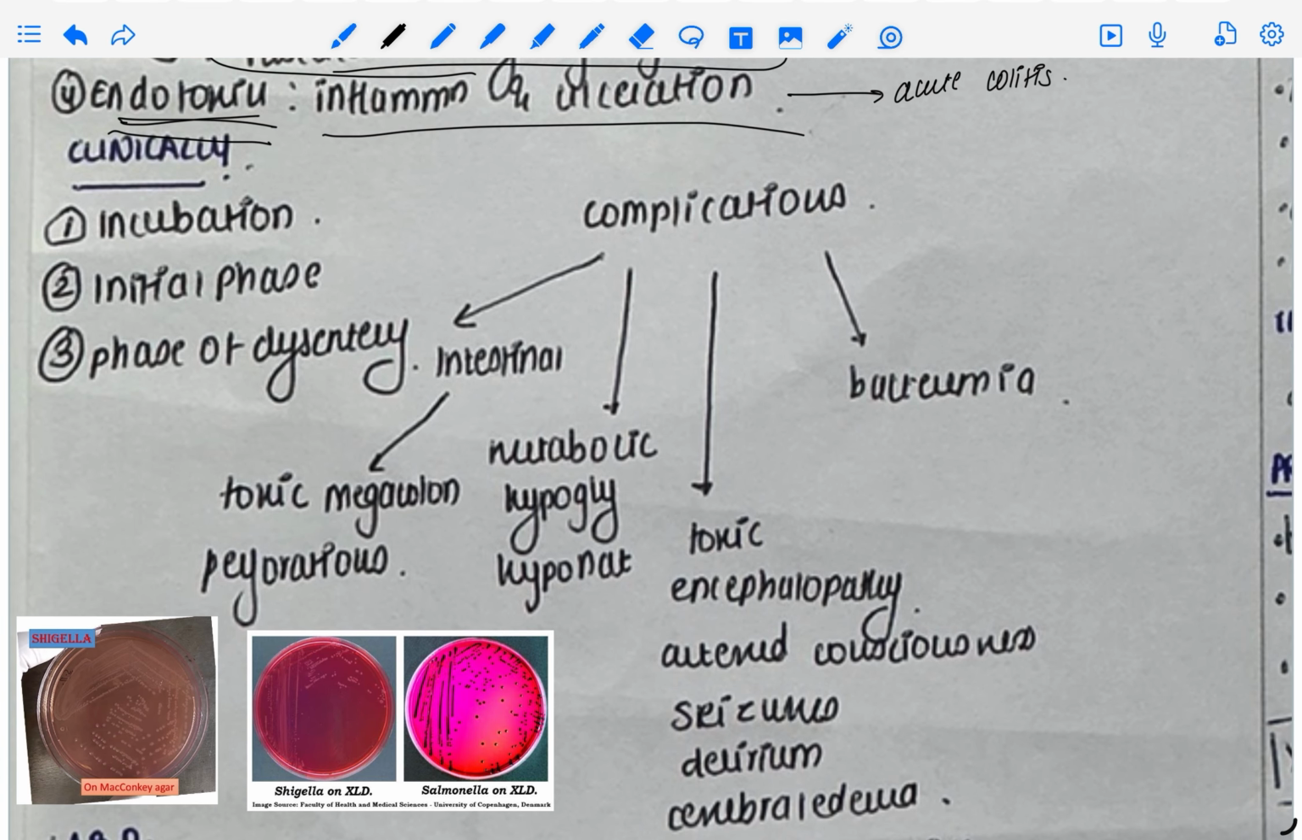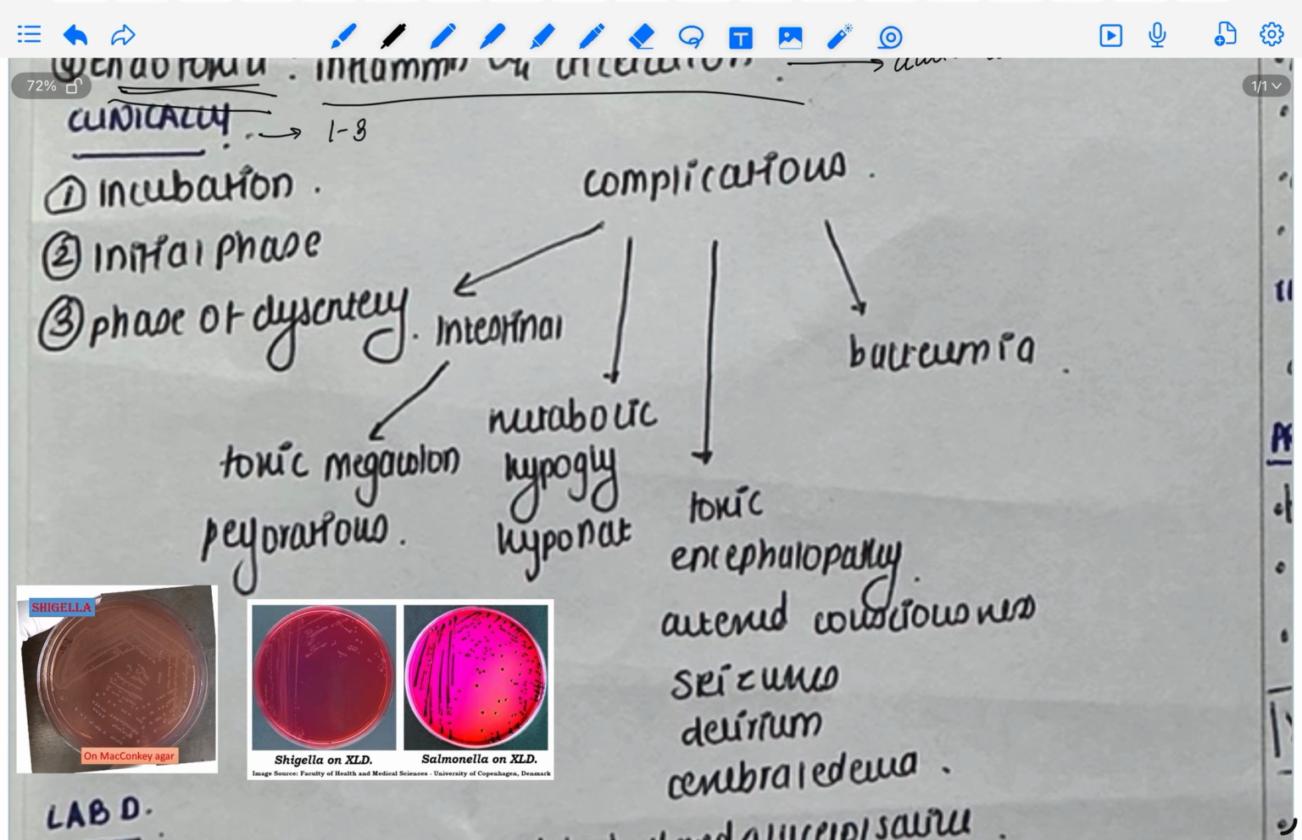Now, let's see clinically. How does it affect a person clinically? Its incubation period is from day 1 to 3. What will it cause? It will cause watery diarrhea, fever, and malaise. But it happens in 3 stages: first is the incubation phase, which we saw is 1 to 3 days. Then is the initial phase where you will see watery diarrhea, fever, and malaise. And then in the phase of dysentery, you will mainly see frequent small volume stools, then blood and mucus in stools.